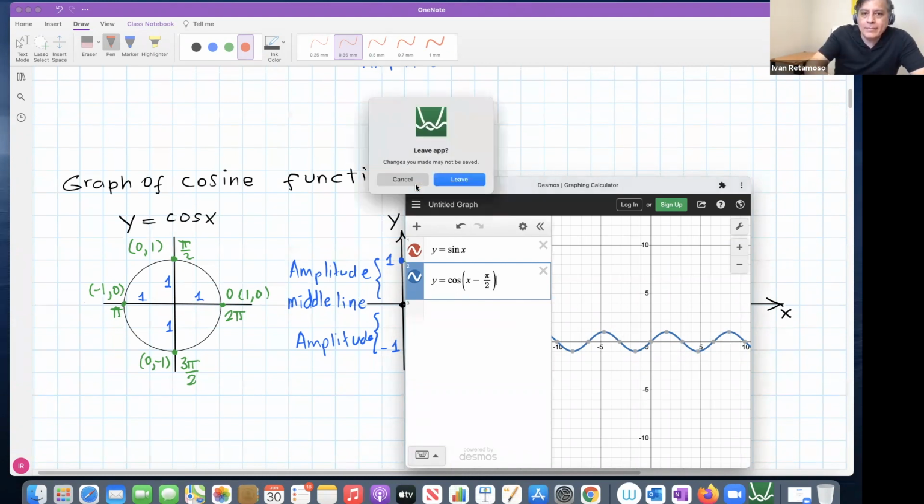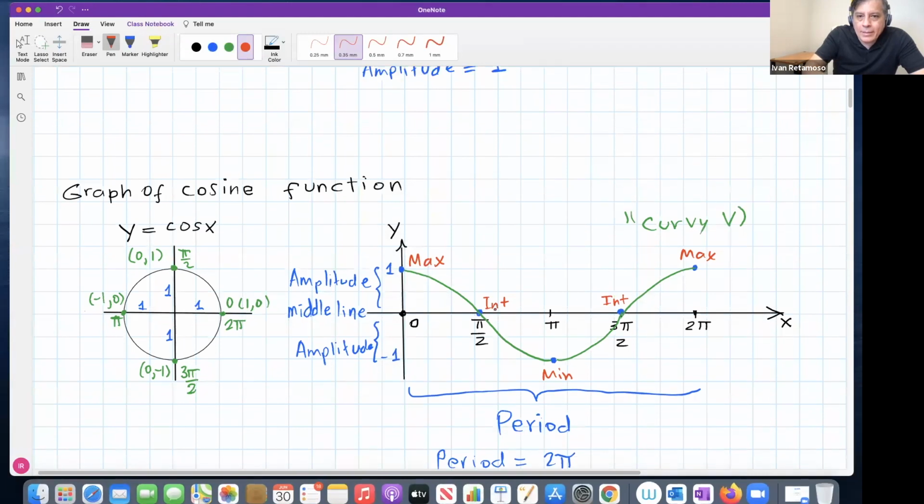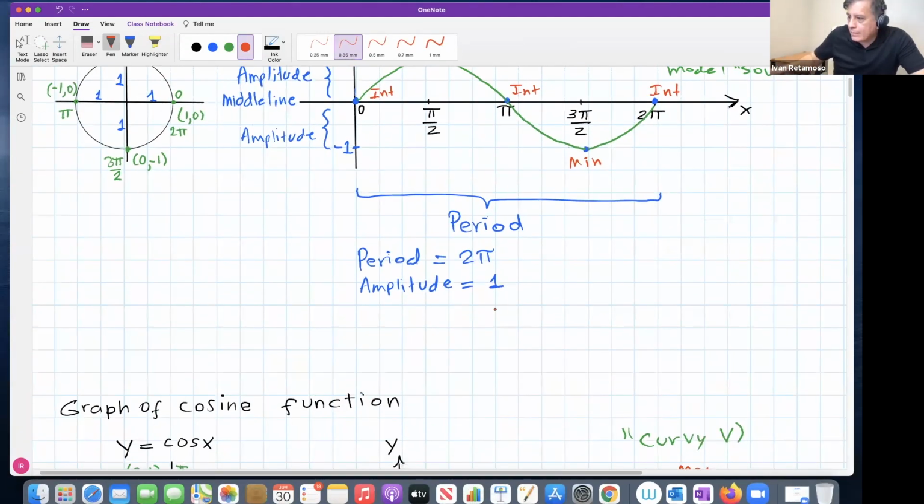I'm gonna write it here, right? And play around with your Desmos grapher and make sure that you understand that. These two are going to help you in homework. Horizontal shifts of each other. Very good.